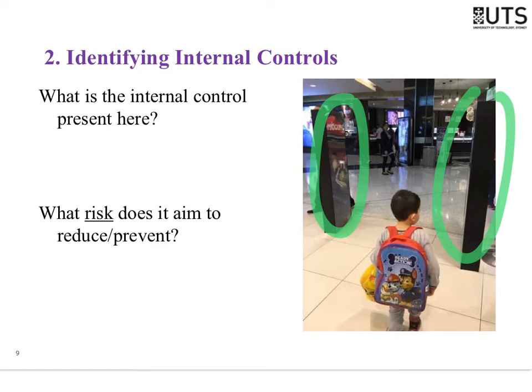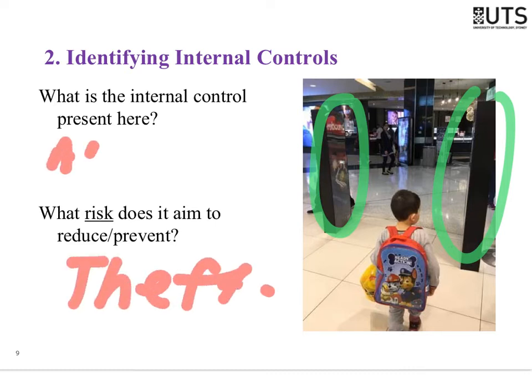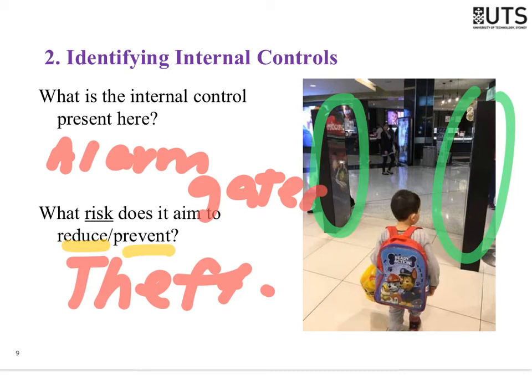Now, here's the question I have for you. You could call them security gates, whatever you like. What's the risk that that particular control is trying to deal with? Yeah, theft. Alarm gates. Now, ladies and gentlemen, this brings me back to something I told you all when we started talking about controls. Every control is there to deal with a risk. Controls are there to either reduce a risk or to prevent a risk from happening in the first place.